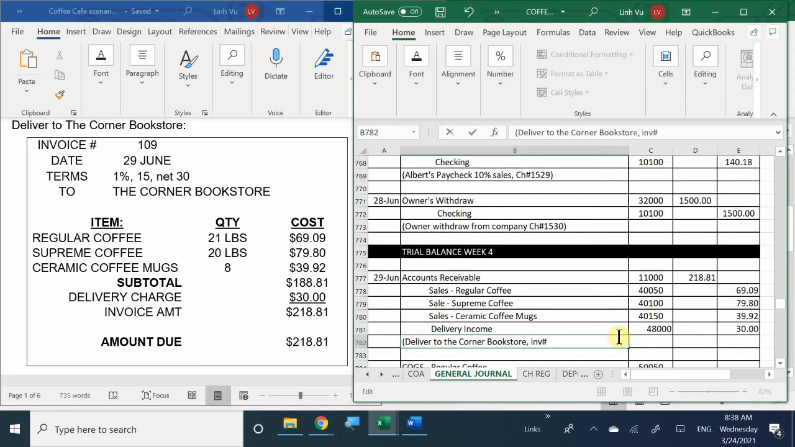Invoice number 109. And the Corner Bookstore is the only one that has special terms. Maybe we know a friend there, so that's why we're giving them a special discount. So they get 1%, 15, net 30. Okay. Good. So what's next?